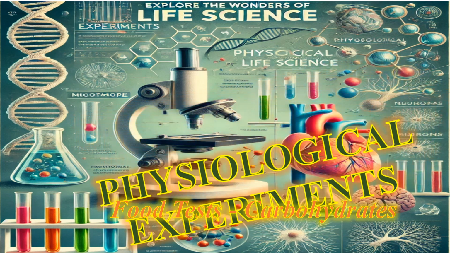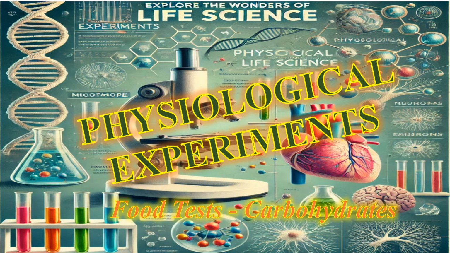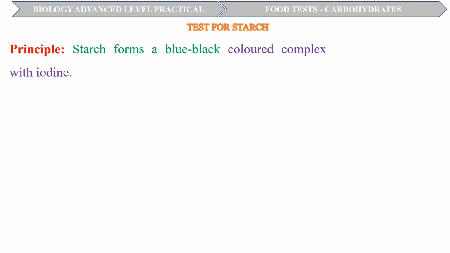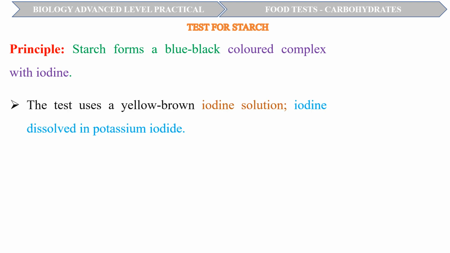In this section, we are going to be looking at the test for starch in various food samples and the diverse procedures we can follow depending on the food sample. The test for starch is based on the formation of a colored complex with iodine. The iodine solution used is a yellow-brown solution of iodine dissolved in potassium iodide.